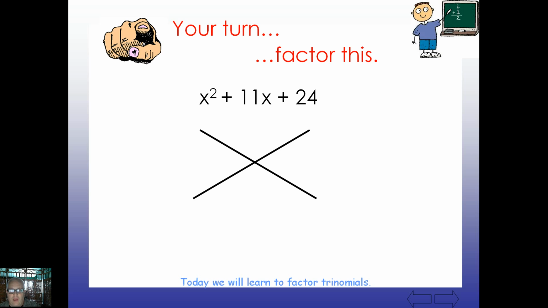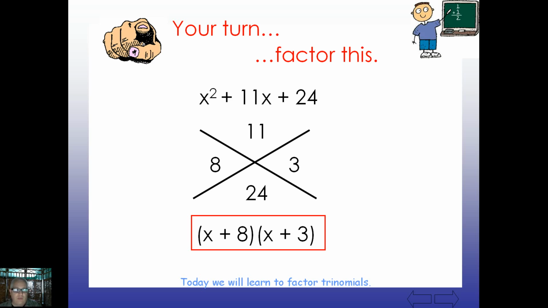All right then, you're back, and here we go. How about 11 here? What goes in the bottom? 24 is correct. Two numbers that add to 11 and multiply to 24. 6 and 4 multiply to 24, but that's not 11 if you add them. How about 8 and 3? 8 and 3, very good. So your final result is x plus 8 times the quantity x plus 3.